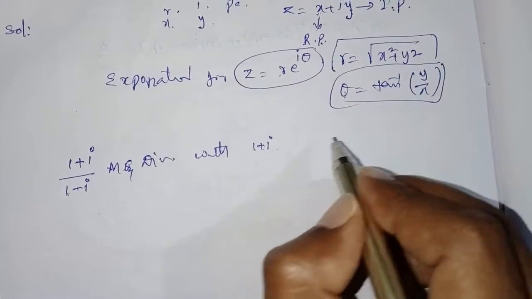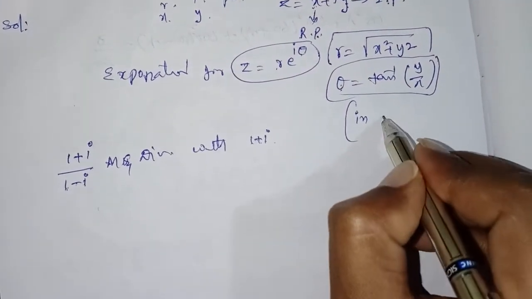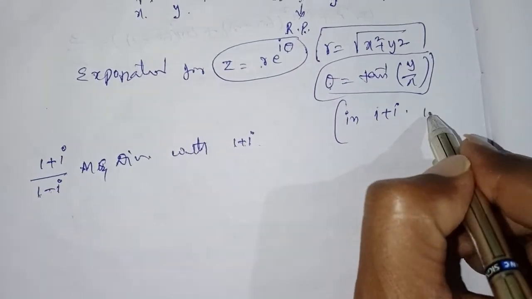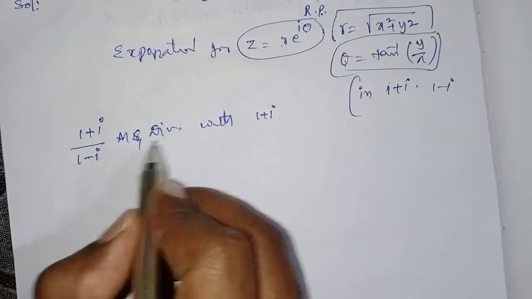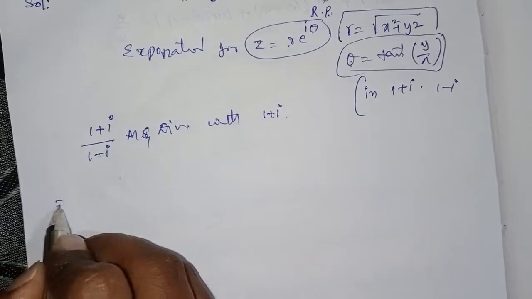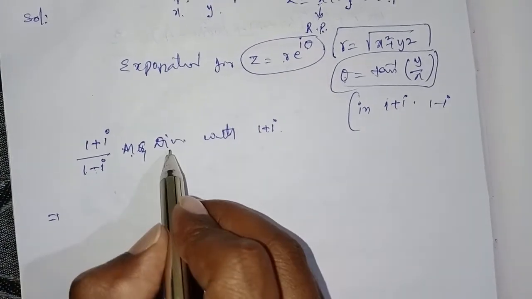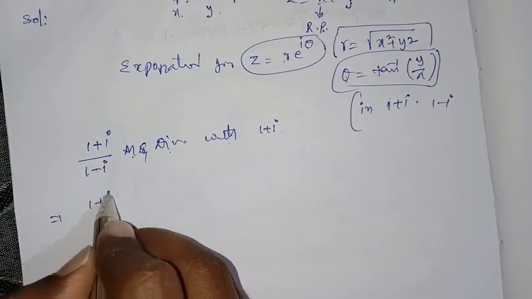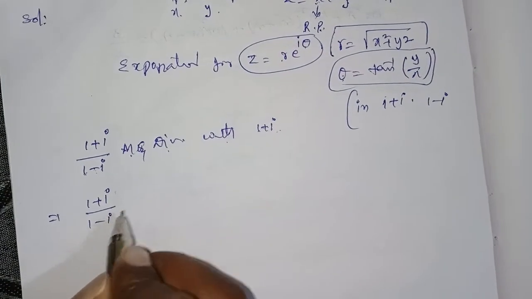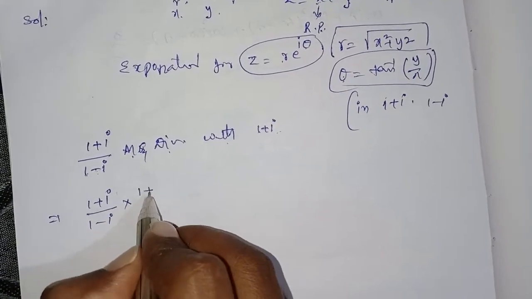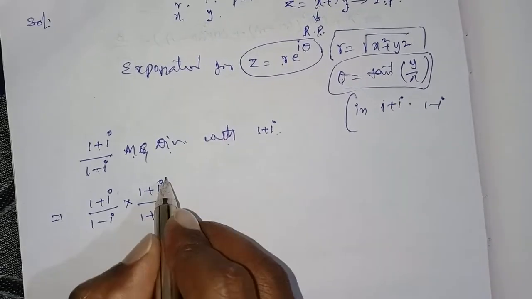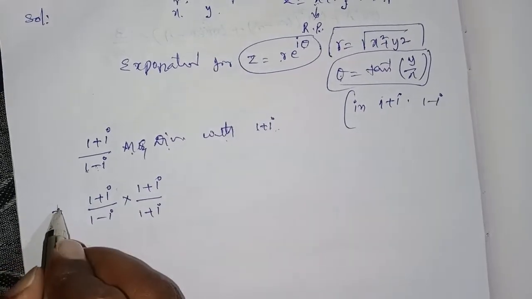Suppose in the denominator we have 1 + i, then we need to multiply by 1 - i. So we must take the quite opposite symbol here. So we are multiplying and dividing with 1 + i. So (1 + i)/(1 - i) into (1 + i)/(1 + i). See, the 1 + i cancels, the remaining is as it is.